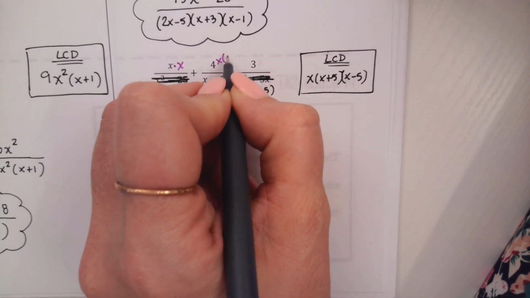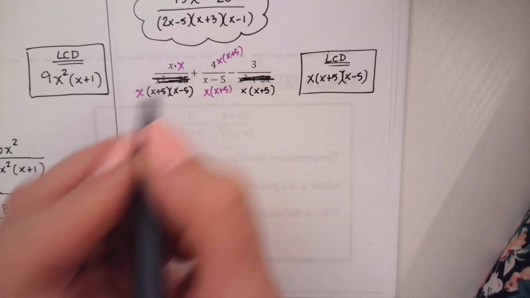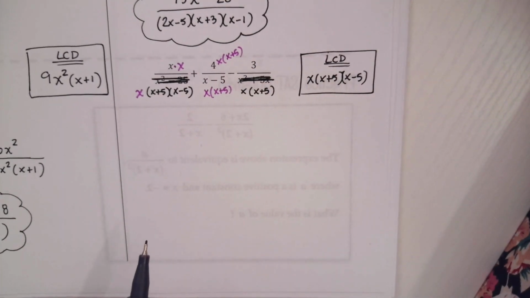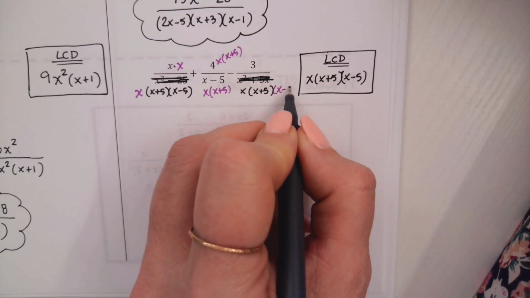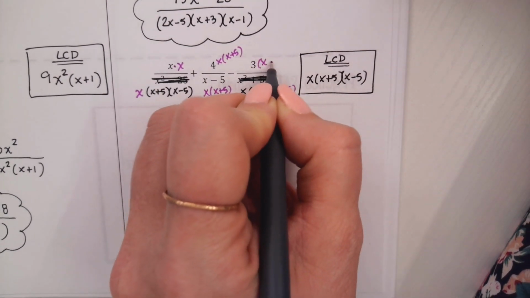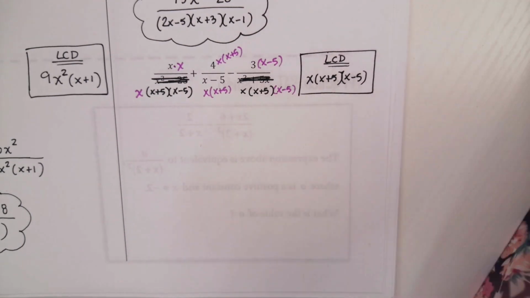An x times an x plus 5. And then my last denominator just needs an x minus 5. Right. But we have to do that over the next one.